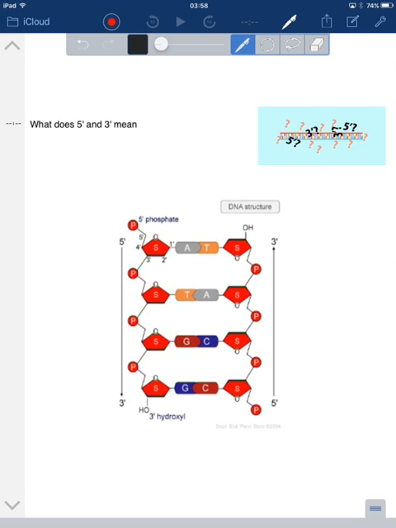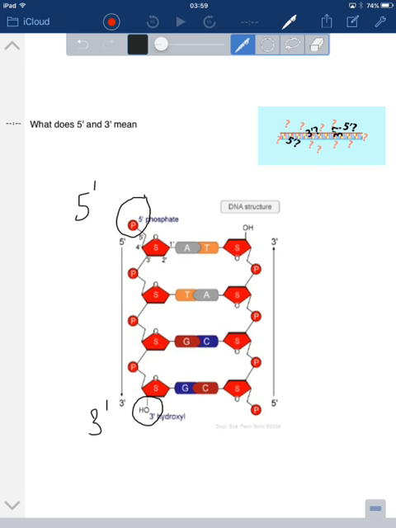First of all, the pattern. We can see at the top of the molecule we have a phosphate on carbon 5, and at the bottom of the molecule we have an OH on carbon 3. So the end with the phosphate on carbon 5 is the 5' end, and the end with the hydroxyl group on carbon 3 is the 3' end. And it is that straightforward.